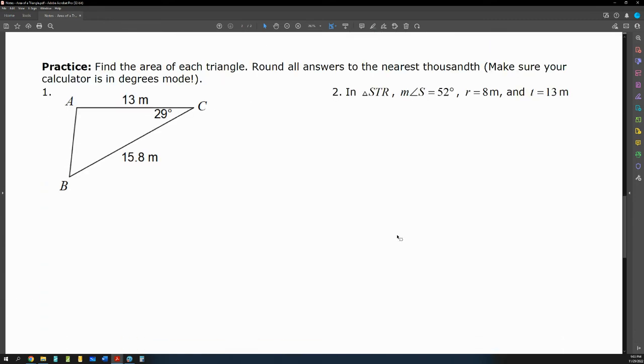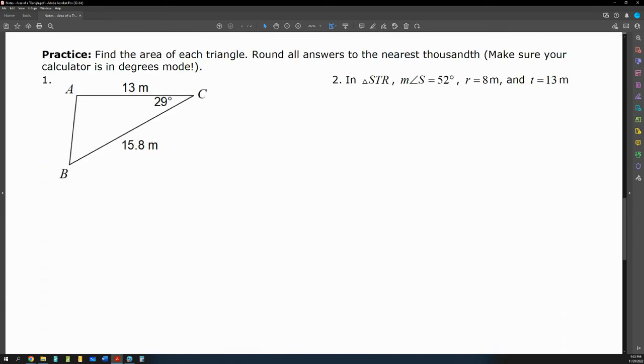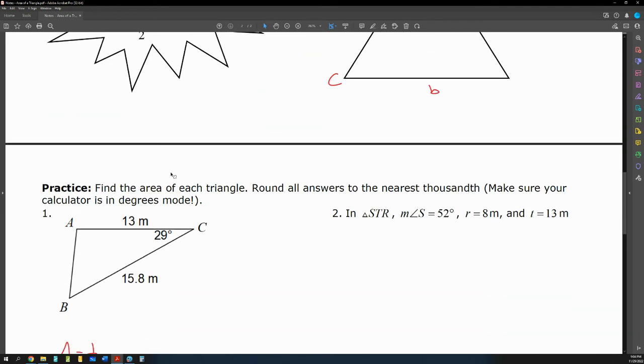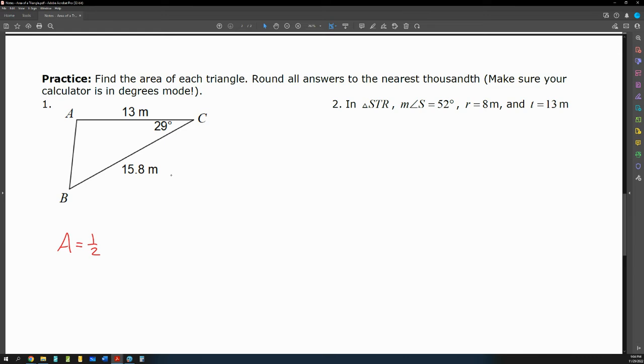Okay, so let's get some practice. Let's find the area of each triangle. We're going to round all answers to the nearest thousandth. Okay, so that's 3 decimal places. So this here, a triangle ABC, I noticed that we have side angle side, so we're ready to find the area. We're going to do area is equal to 1/2. So our formula says ab sine of C. So we have a is going to be 15.8. b is going to be 13. And then we have sine of C, which measures 29 degrees.